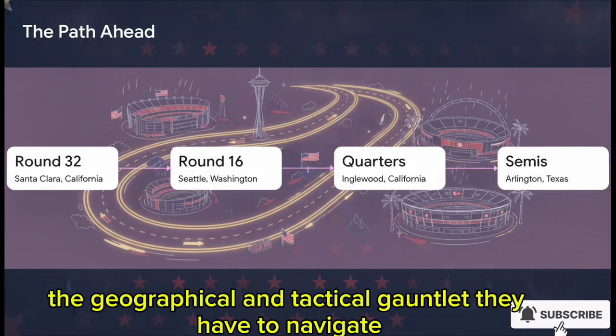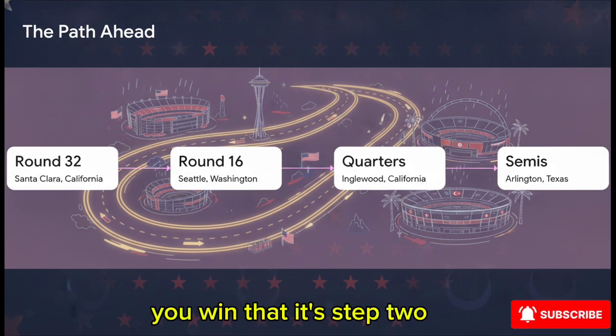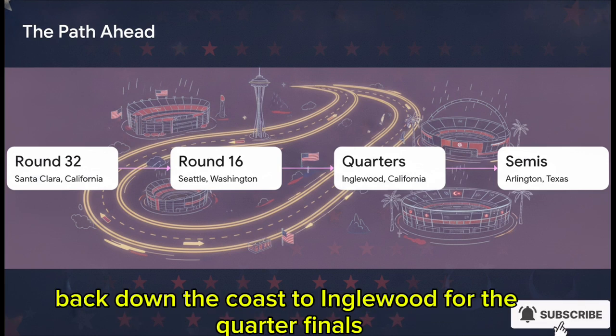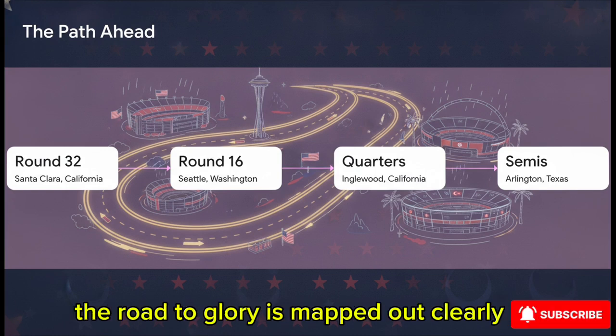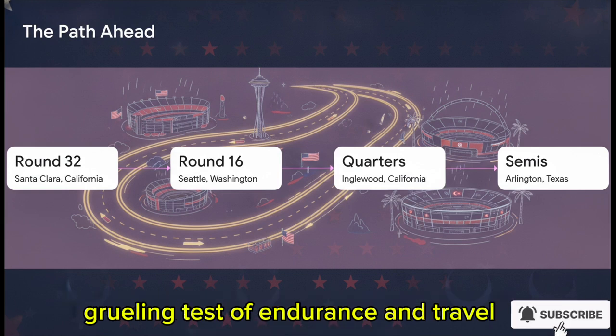But just consider the geographical and tactical gauntlet they have to navigate if they want to reach the final. Step 1, Santa Clara. You win that, it's Step 2, up to Seattle for the round of 16. Win that, Step 3, back down the coast to Inglewood for the quarterfinals. Win that, Step 4, out to Arlington, Texas for the semifinals. The road to glory is mapped out clearly, but every single one of these matches is going to be a ruthless, grueling test of endurance and travel.